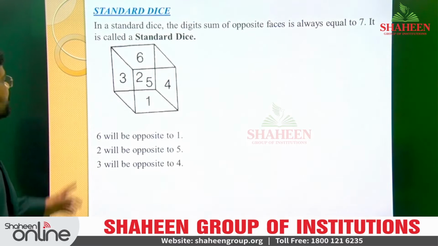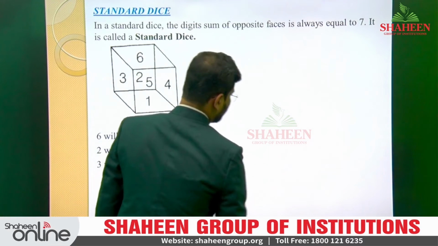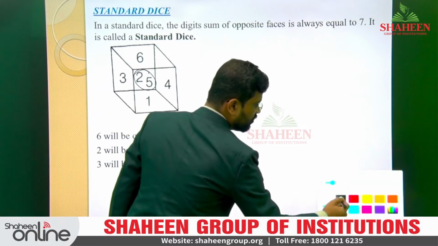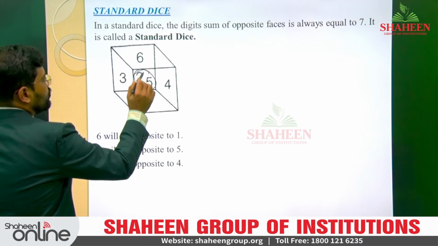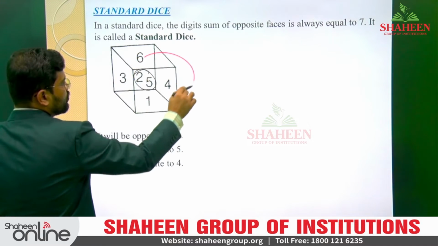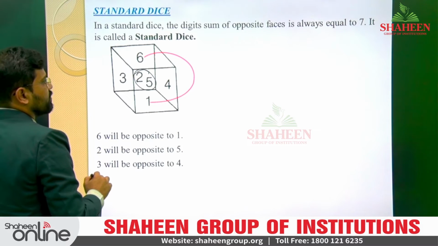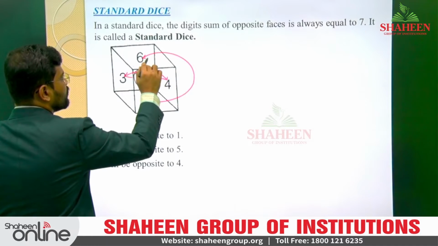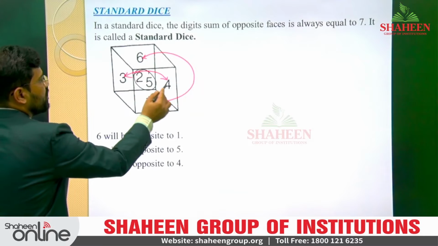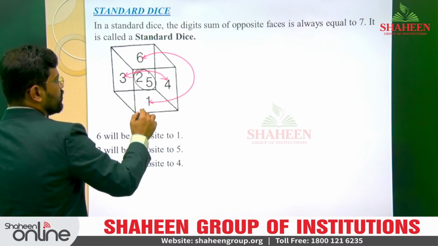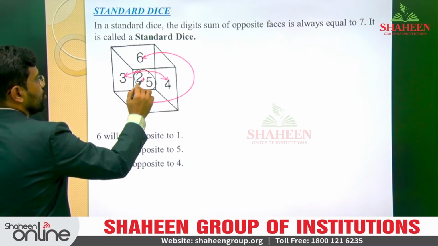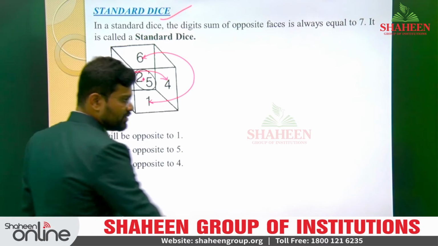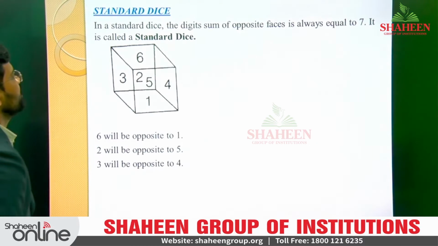Yes friends, this is a standard dice. Look, here 5 plus 2 is 7. 6 is opposite to 1, 6 plus 1 is 7. 3 is opposite to 4, 3 plus 4 is 7. 2 is opposite to 5, 2 plus 5 is 7. So this type of dice is known as what? Standard dice.